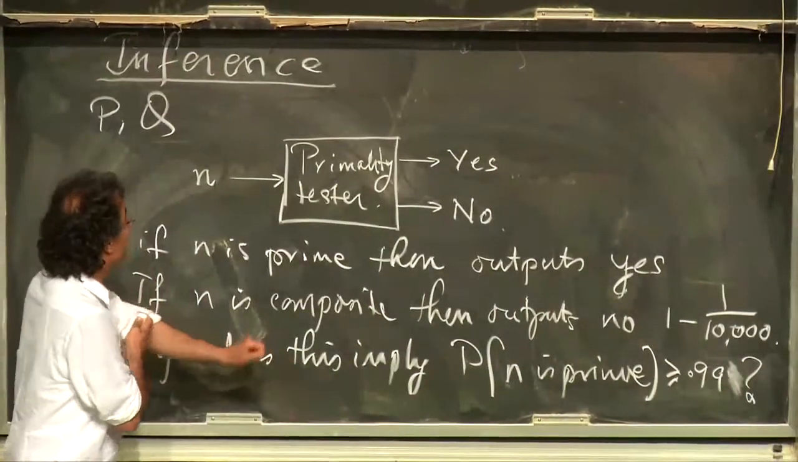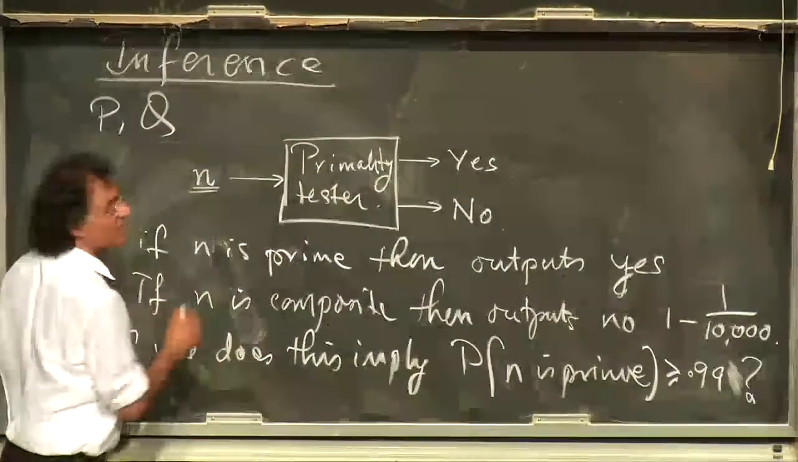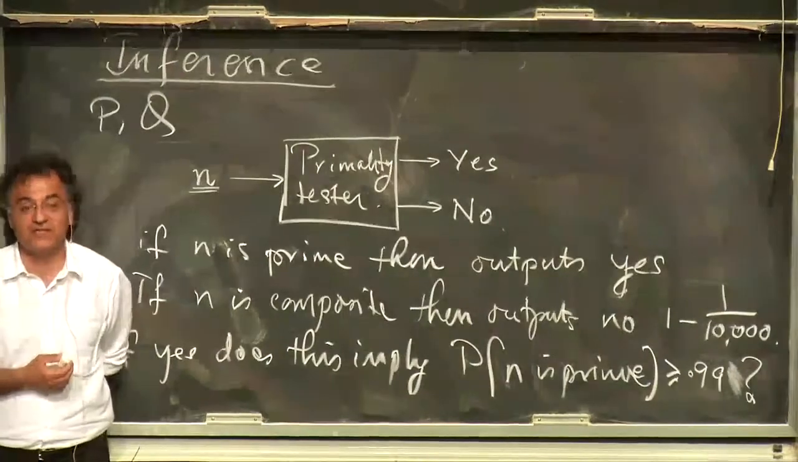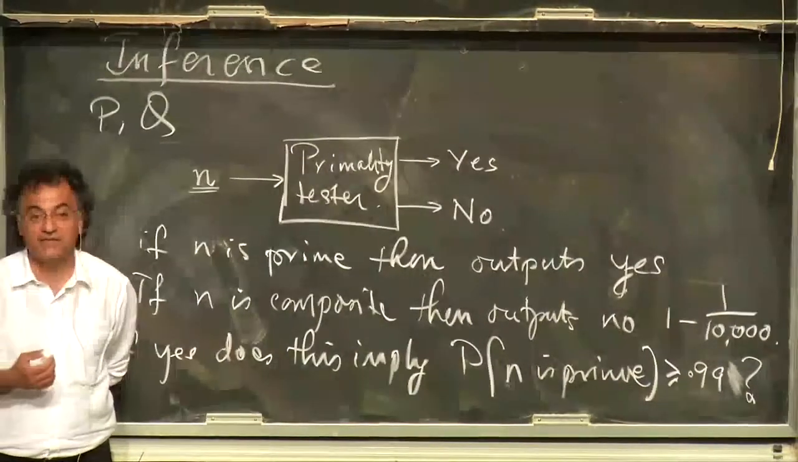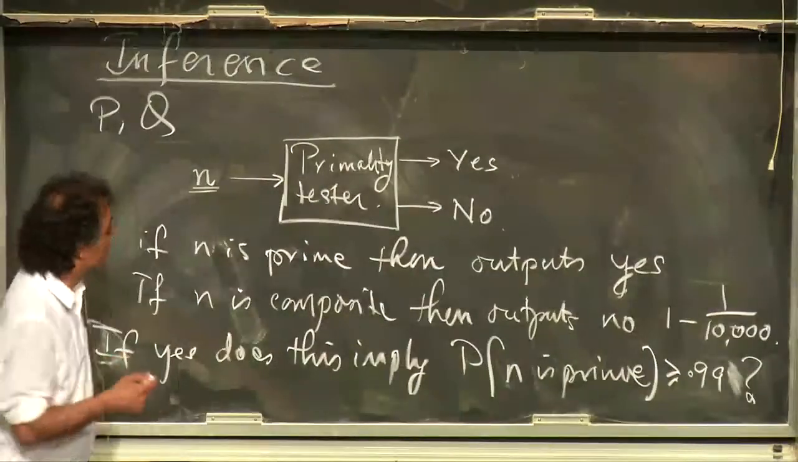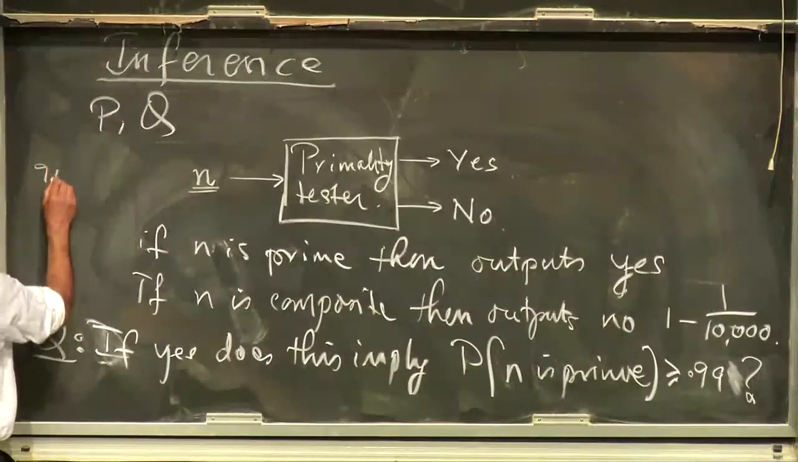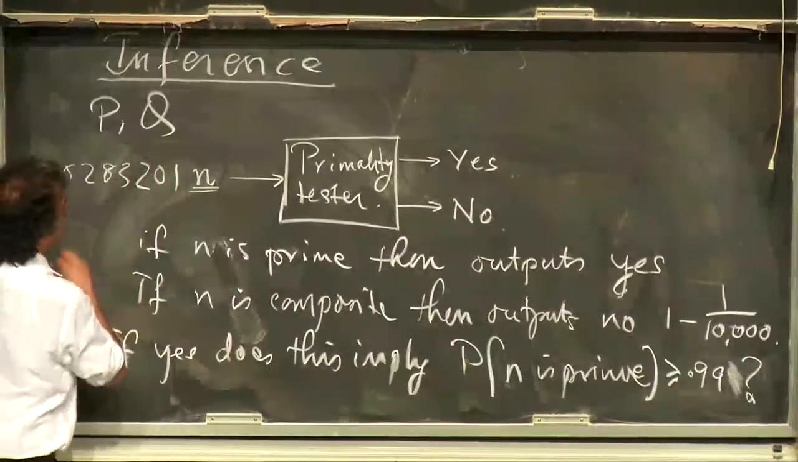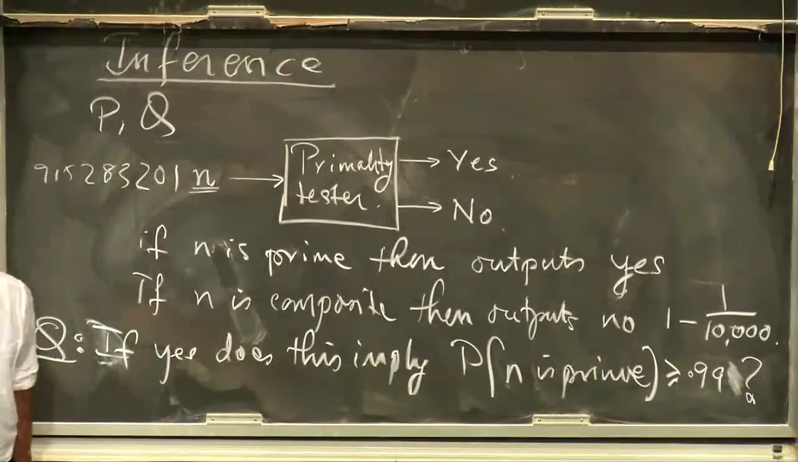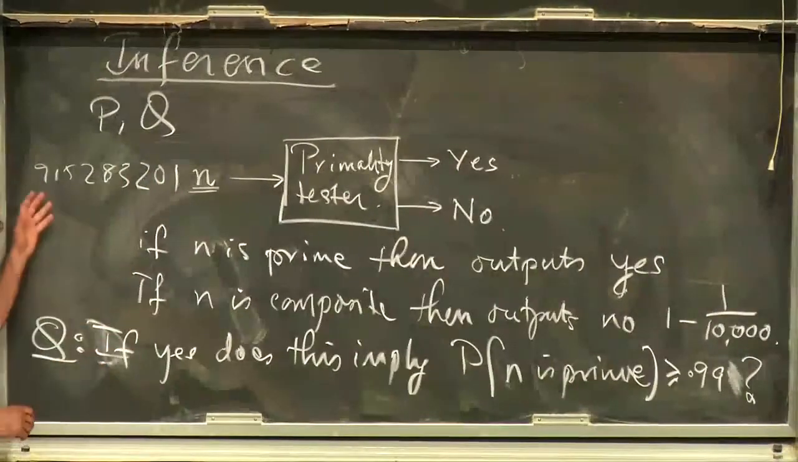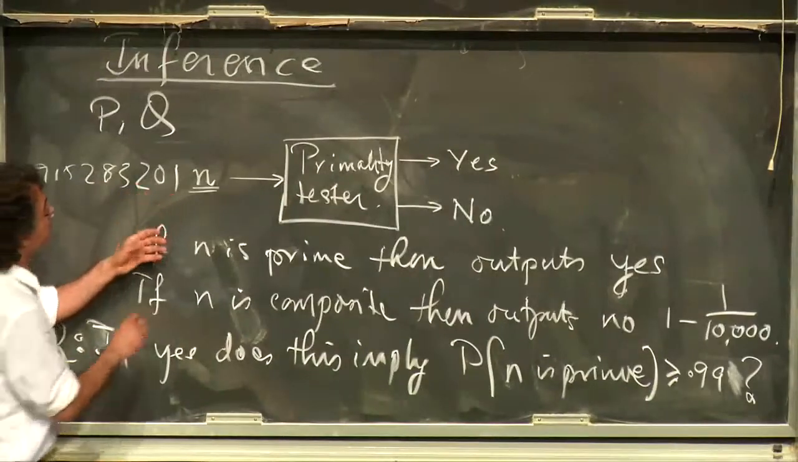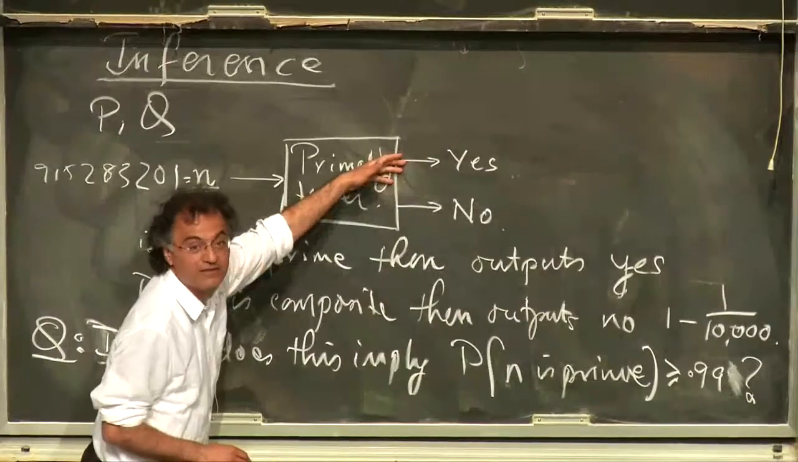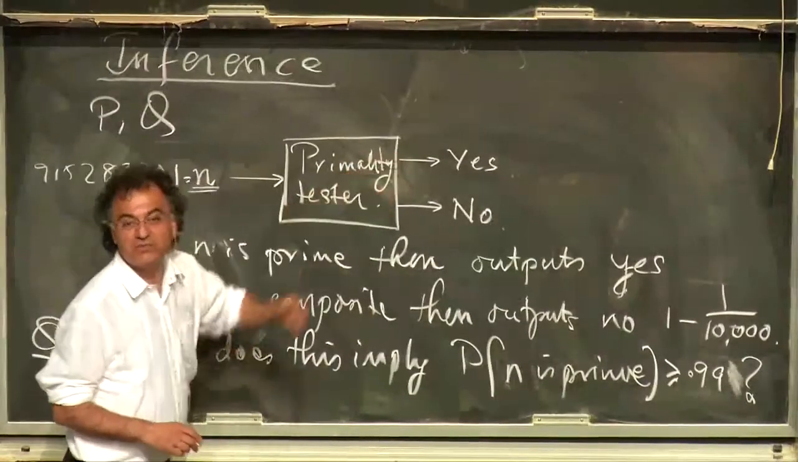I'm asking about this particular number n. So what would you say about this particular number n that I had in mind? Let's say it was 91528320. Better end in an odd digit. So I input this number n, and it told me yes. What's the probability it's a prime?